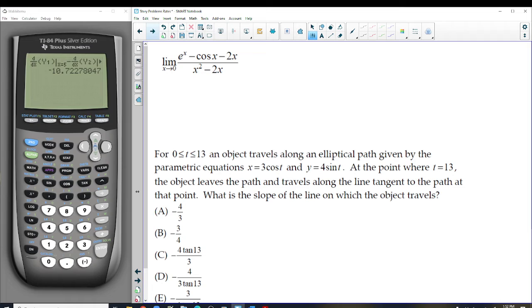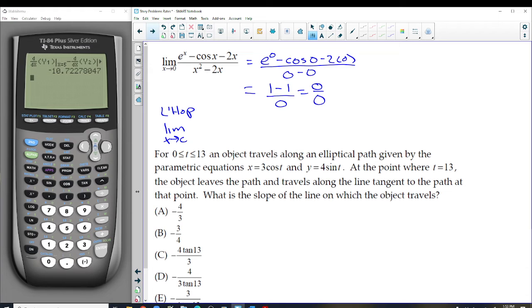How about looking at what you might see on multiple choice? The first thing you should do on limits is just plug the values in and see if it works. So e to the 0 minus cosine of 0 minus 2 times 0 over 0 minus 0. It's a good chance it won't work on the AP test. So 0 over 0. That's an indeterminate form, and they're looking at L'Hopital's. But they could give you one that just works. I doubt it, though. So we have L'Hopital's.